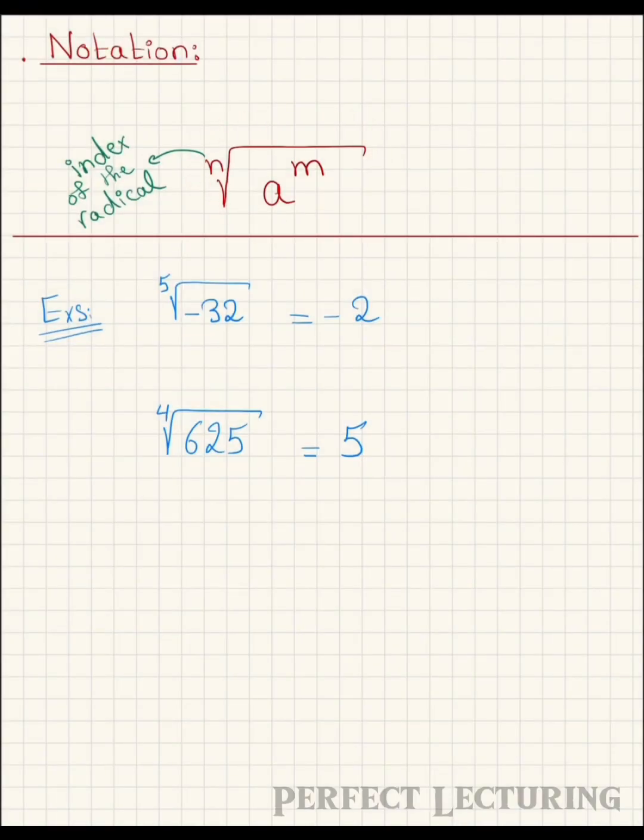So this is the notation for a general radical. And the number here at the top is called the index of the radical. So for example, since we have 5 here, we say that this is the fifth root of negative 32.